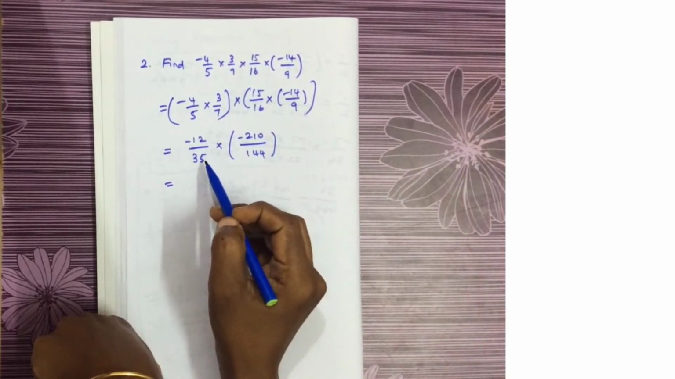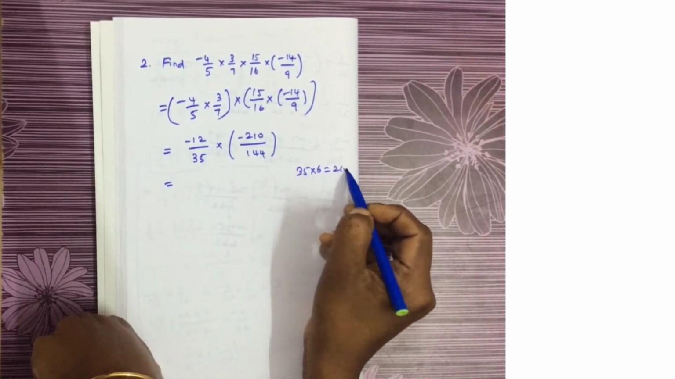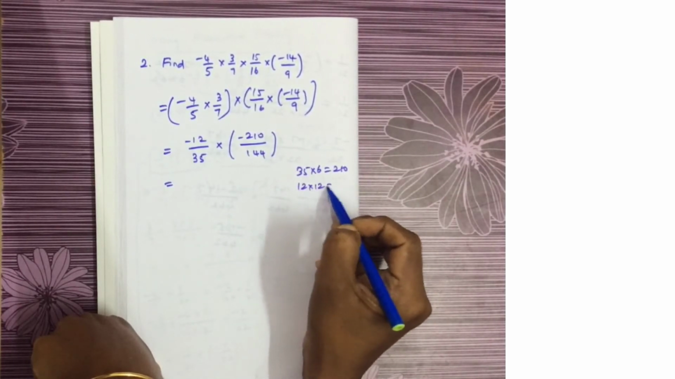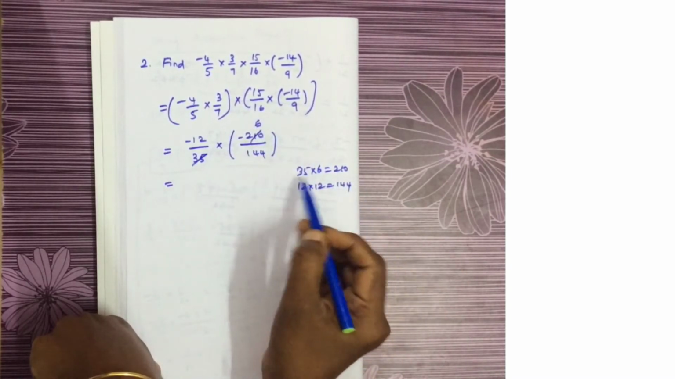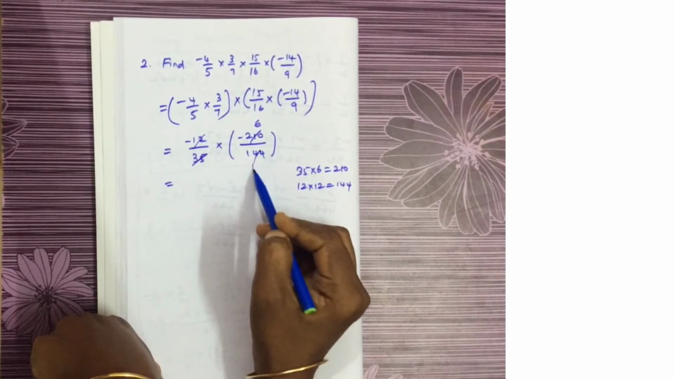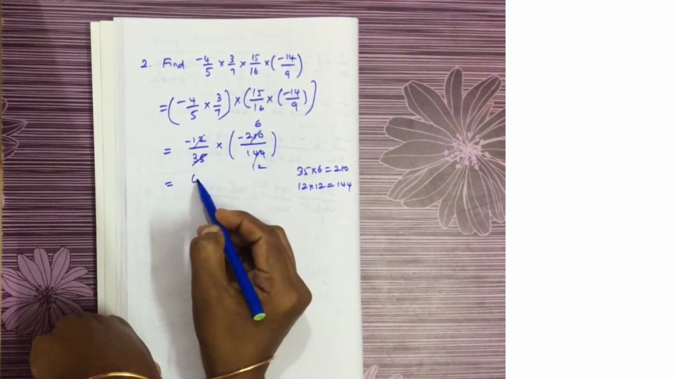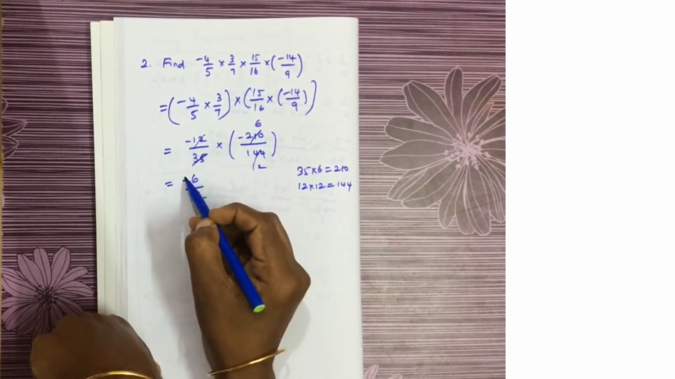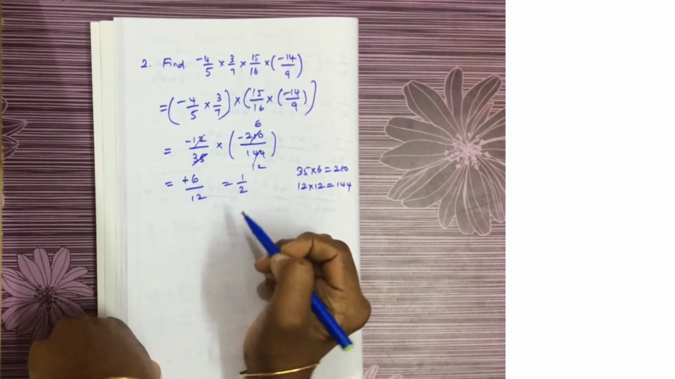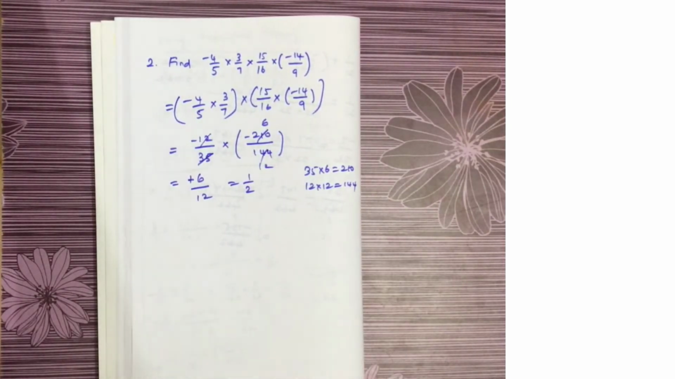So here 35 6s are 210, and 12 12s are 144. So here it is 6 ones are 6, divided by 1 multiplied by 12 is 12. There is a minus into minus becomes a plus, that is 1 by 2. So this is the answer when you solve without using any property.